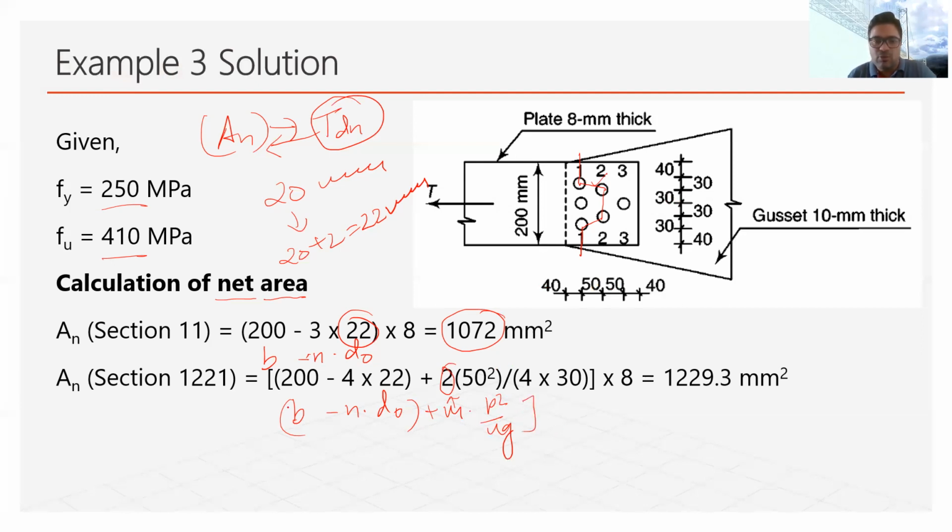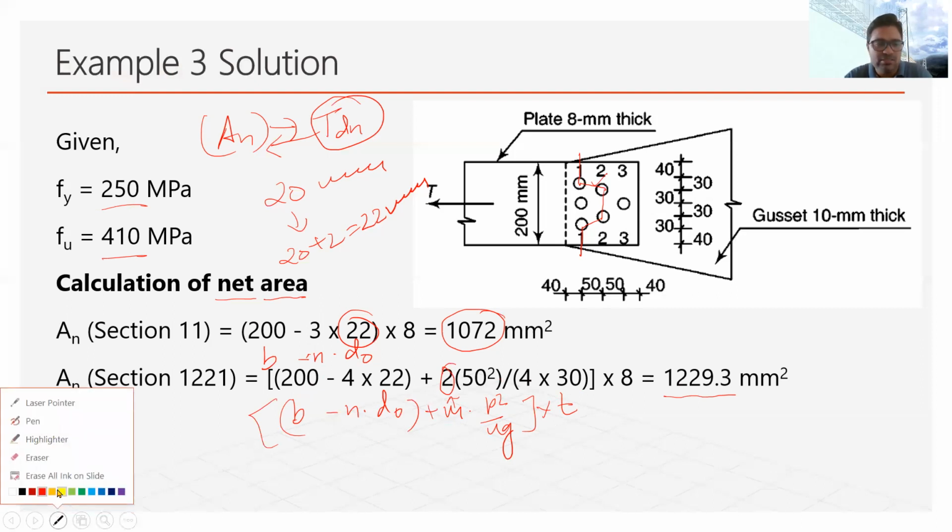And then we multiply the whole with the T value. So there you can see the formula, and corresponding to this, I have already provided the values. Once we put all the values, we get the net effective area in case of path 1-2-2-1.